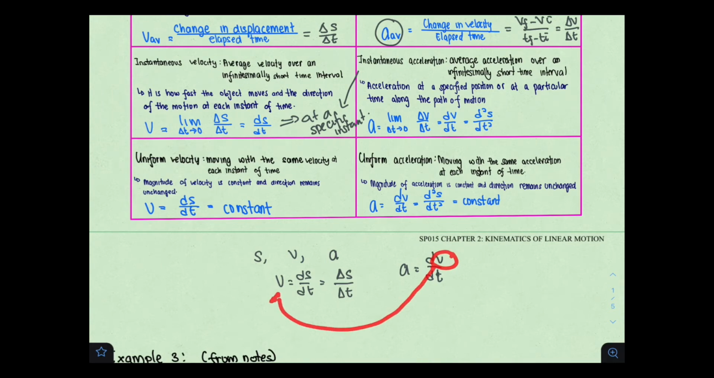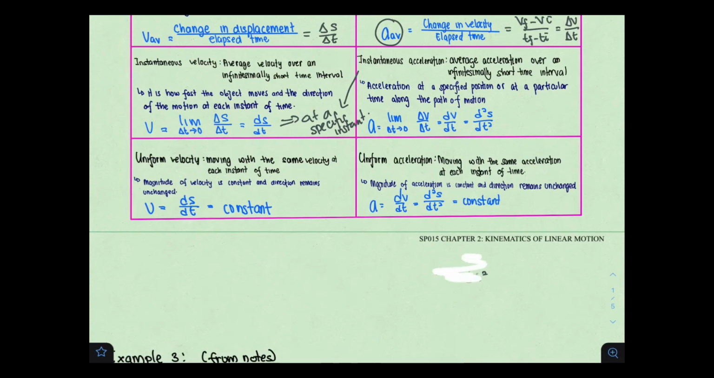Velocity ni kita dapat macam mana? Sebab kita differentiate displacement. So basically you're going to differentiate the displacement twice in order to get the acceleration. So ini adalah relationship antara mereka. This is actually your prior knowledge. Saya nak recall sikit lah. Takut kan ada yang tak ingat pula, tu bahaya.